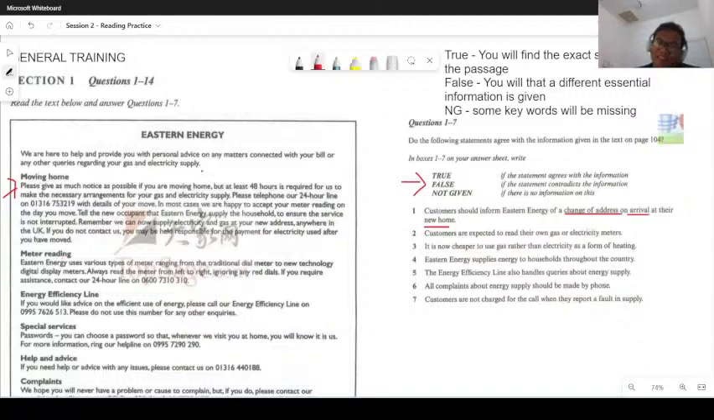Moving home, right? It has to be somewhere there. So please give as much notice as possible if you are moving home, right? We found it, moving home. Now it says here, change of address, inform on arrival. Does it say it's on arrival? No, it says as much notice as possible. So even earlier than that.